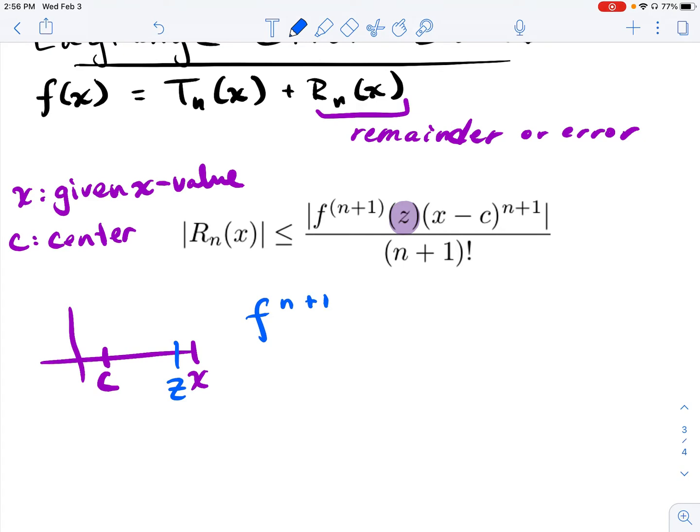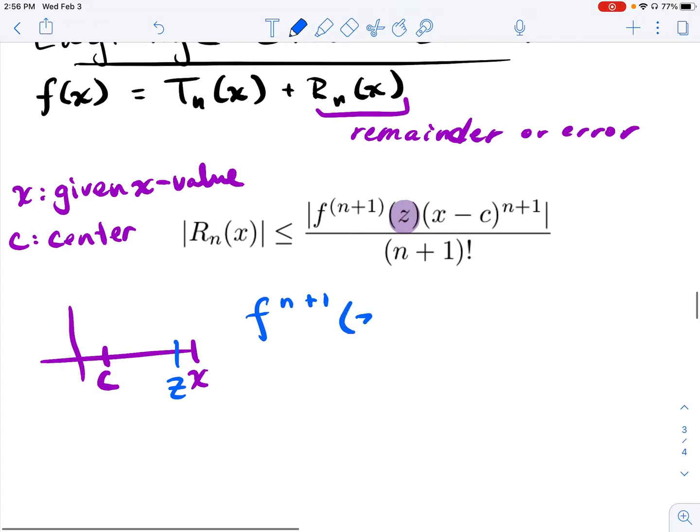such that the n plus 1 order derivative evaluated at this z value produces some value m. And what we're concerned with finding is the maximum value. What is the largest value that this m could be? Because the largest value here is going to ensure that we have the largest possible error. If we calculate this term with the largest possible absolute value of m, then we know we will be able to find the largest possible error.